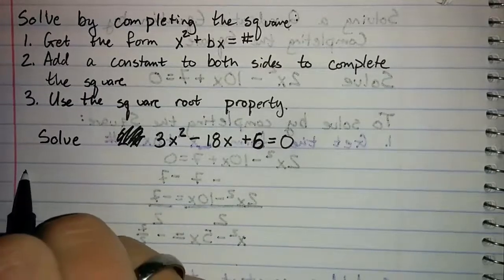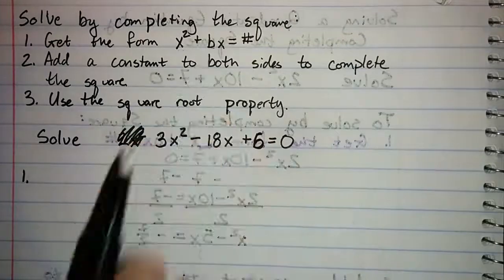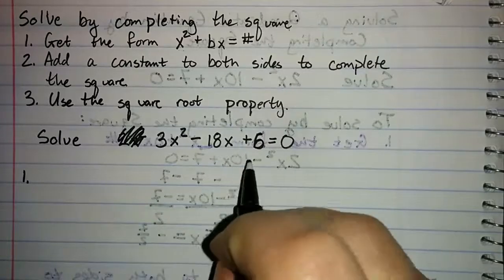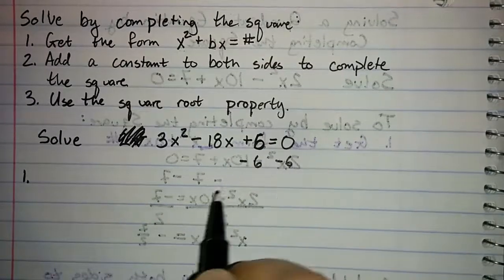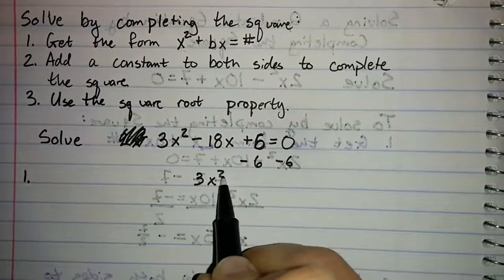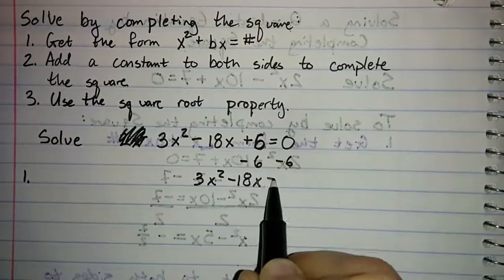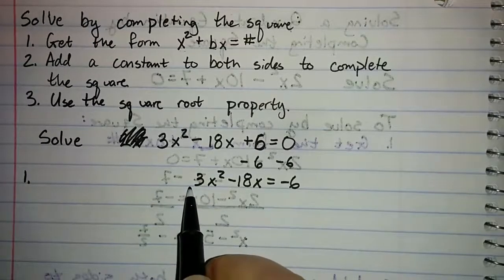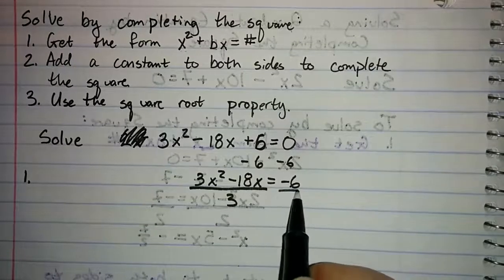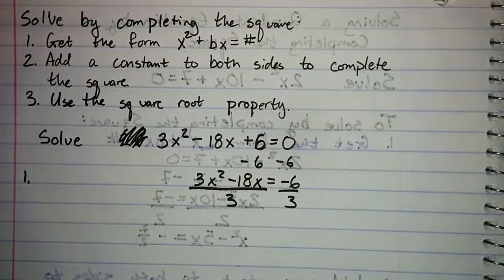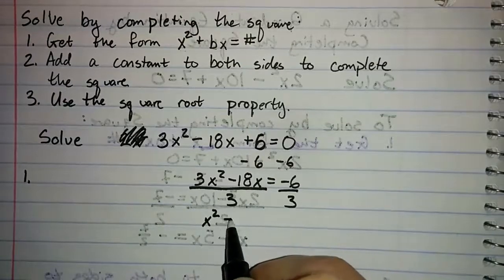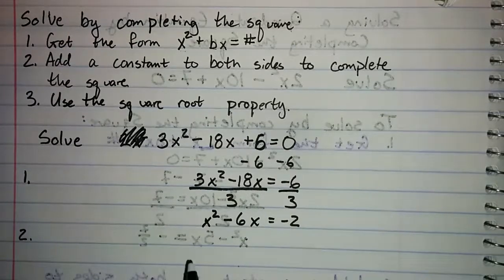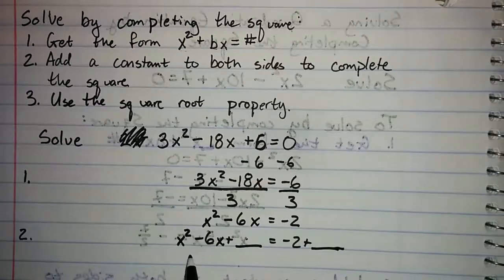All right, so first we need to get the form x squared plus bx equals some number. We'll start by subtracting 6 from both sides and get 3x squared minus 18x equals negative 6. We also need to get rid of the coefficient 3. So we'll divide both sides by 3 and get x squared minus 6x equals negative 2. Now we're going to add some constant to both sides to complete the square.